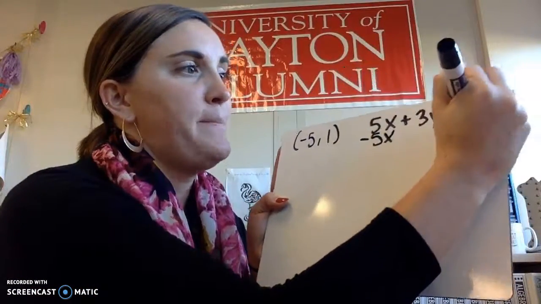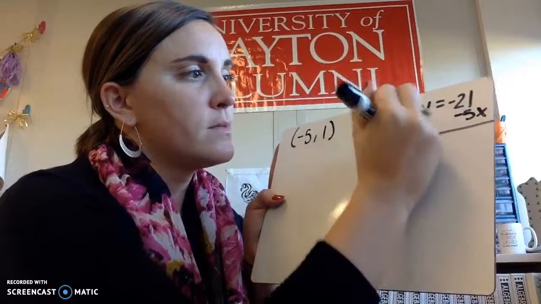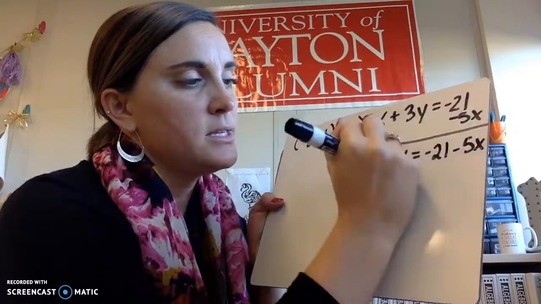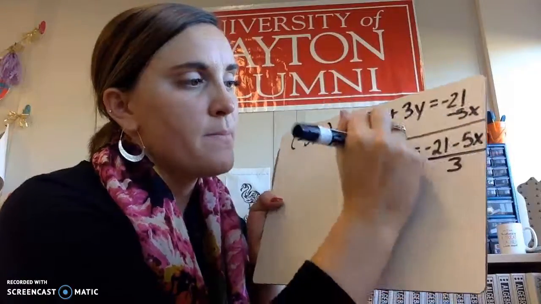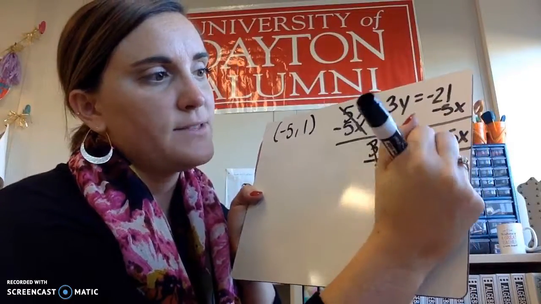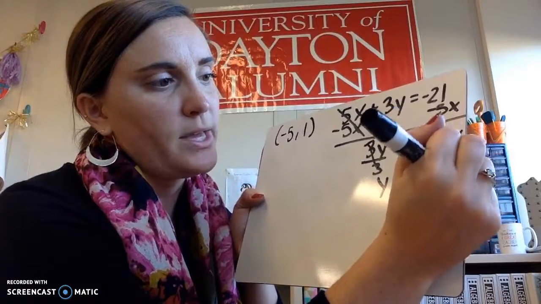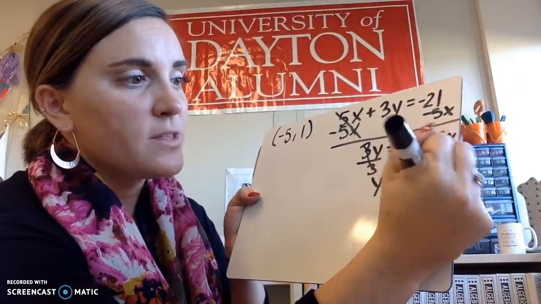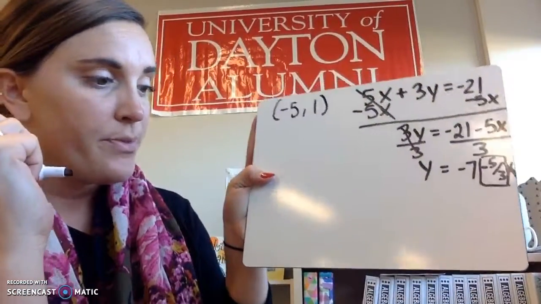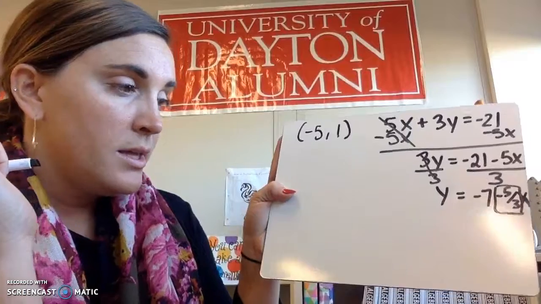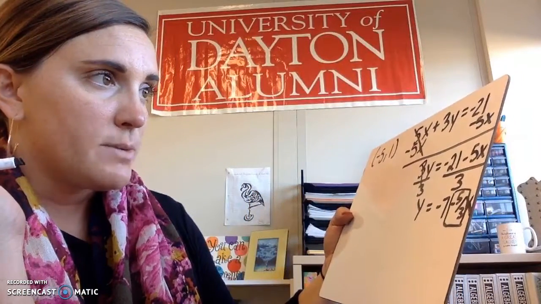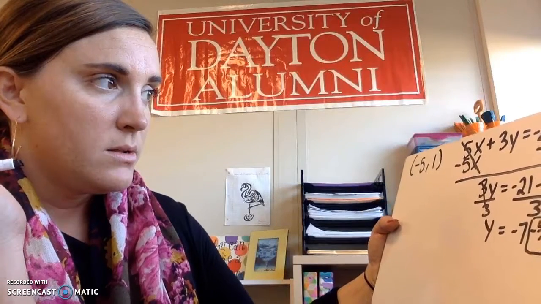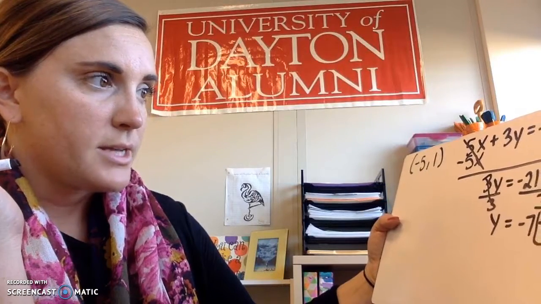Minus 5x on each side. 3y equals negative 21 minus 5x. Divide both sides by 3. Y equals negative 7 minus 5 over 3 x. It's an x there, a little messy. So my slope for this is negative 5 over 3. So, is it negative? I just want to make sure my signs are good. Make sure I copied it down right.